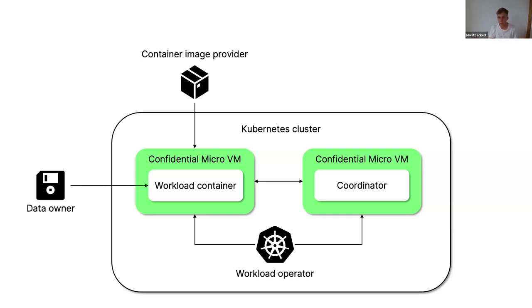This application is provided by us in form of a Helm chart, or no, it's YAML files. Doesn't really matter. So we consume these YAML files, these container images, and we need to deploy them in the cloud. And then there is a third party, a data owner that communicates with our application, needs to verify this application, establish trust, and then provides data to the actual workload.